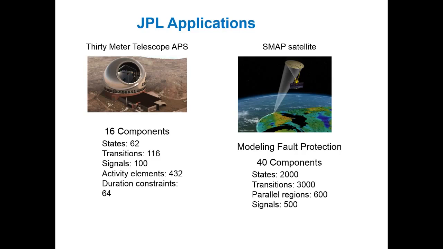And the SMAP satellite, where the simulation was used to validate the fault protection system. So that's the biggest state machine I have ever heard about, and it contains 40 components, several thousand states and several thousand transitions, hundreds of regions and signals, and it still works smoothly. And also there we had some hiccups in the beginning because of the scaling, but they were resolved.